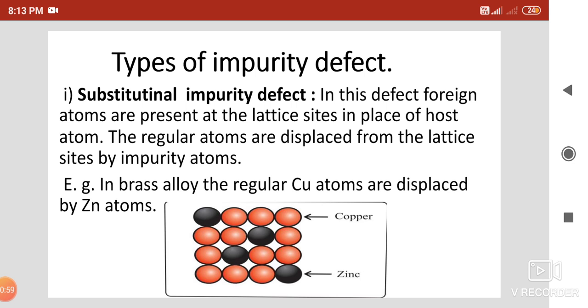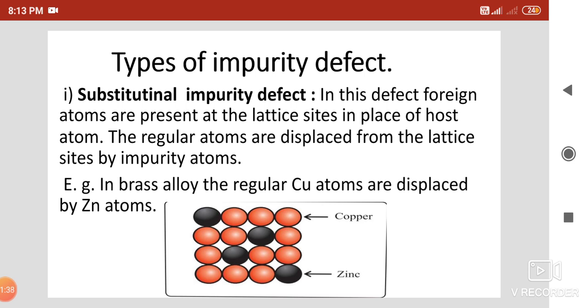In this defect, the foreign atoms are present at the lattice site in place of the host atom. You can see in the figure, there are regular atoms, copper atoms, at the lattice site, and they are displaced by this impurity atom. An example is brass. In this, the regular atoms are copper atoms, which are displaced by the zinc atoms. Such impurity is called a substitutional impurity defect.